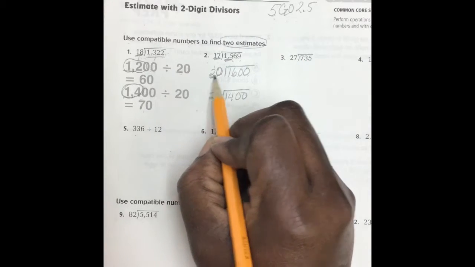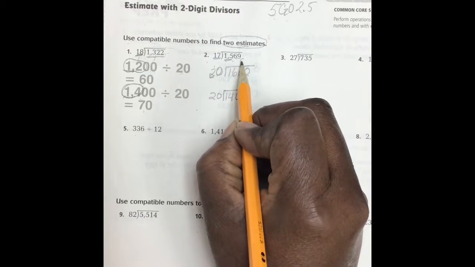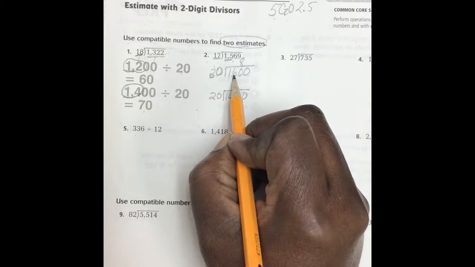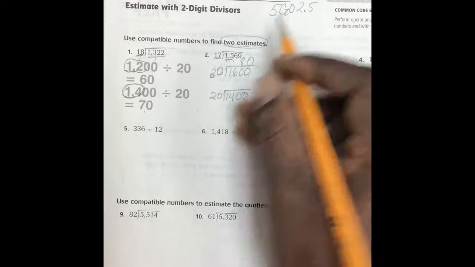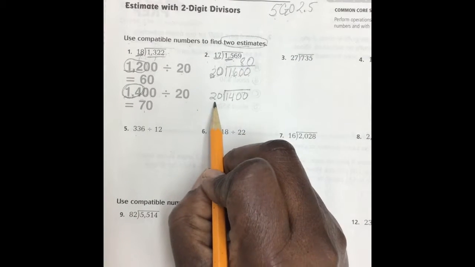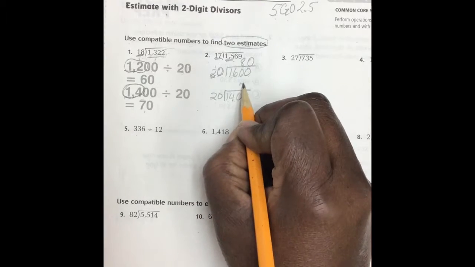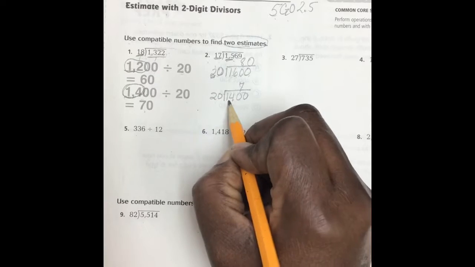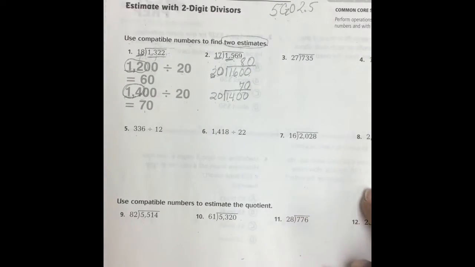Therefore, 20 divided into 160, we know would be 8, because 8 times 0 is 0, and 8 times 2 is 16. And then this last place, 0, would be 0, okay? Mental math here. 20 into 140 would be 7, because 7 times 0 is 0, and 7 times 2 is 14, and then this last 0 would be 0. Okay, once again, mental math.